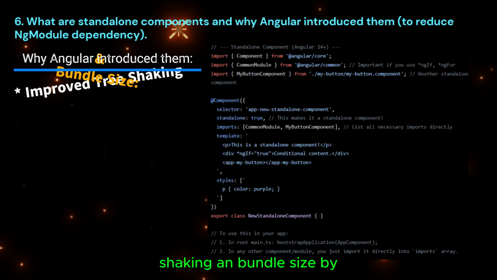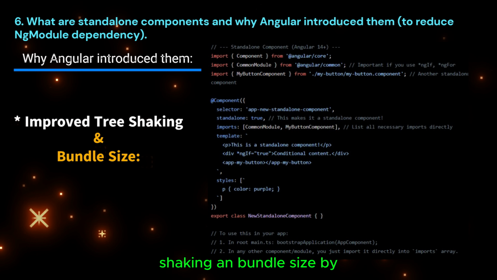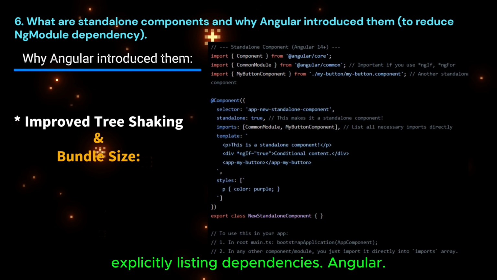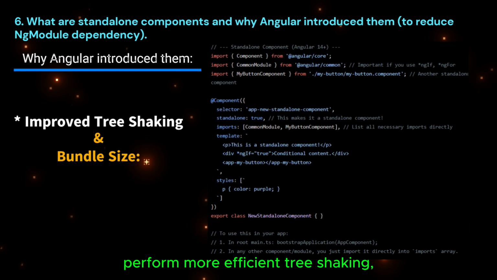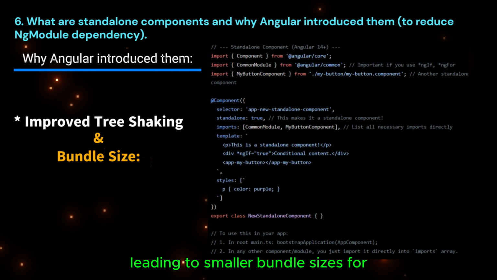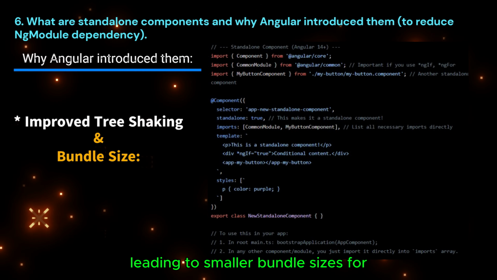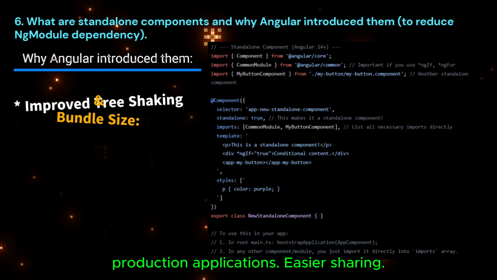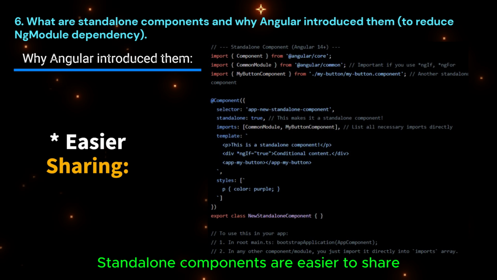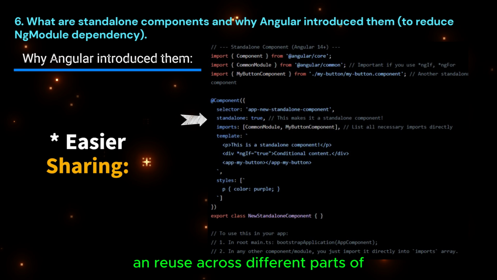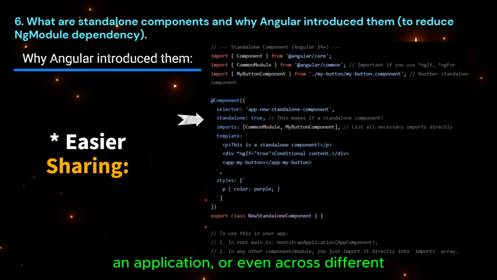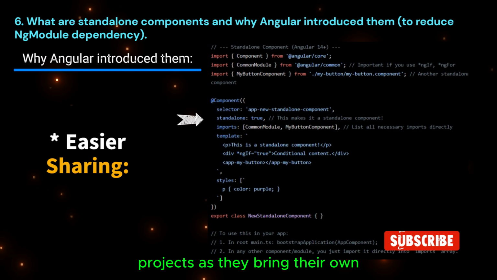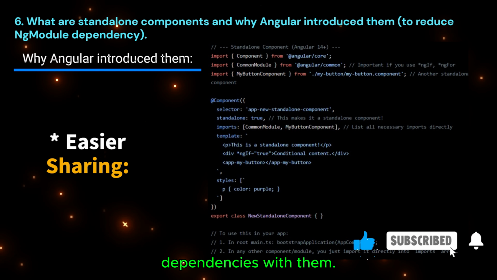Improved tree shaking and bundle size. By explicitly listing dependencies, Angular's build tooling, especially with Ivy, can perform more efficient tree shaking, leading to smaller bundle sizes for production applications. Easier sharing. Standalone components are easier to share and reuse across different parts of an application, or even across different projects, as they bring their own dependencies with them.